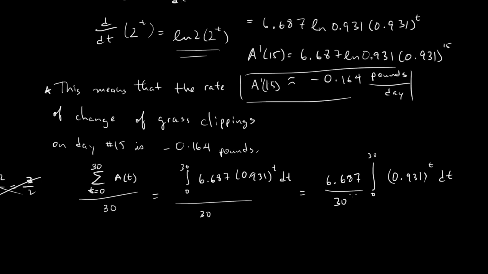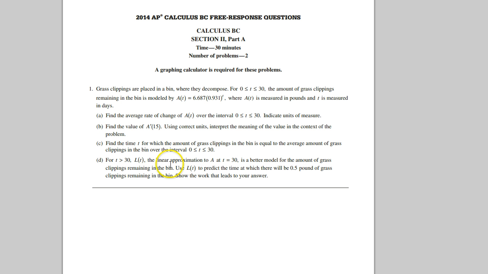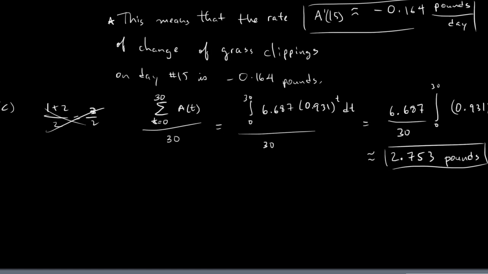Now you solve this integral, it's not too hard, or you could just plug it into your calculator, and you get this is approximately equal to 2.753 pounds. Now, this is important because we found that the average amount of grass clippings over this whole time period from 0 to 30 is 2.753. But look at the question. The question asks, find the time t for which the amount of grass clippings in the bin is equal to this. So we have to find out when A of t is equal to 2.753.